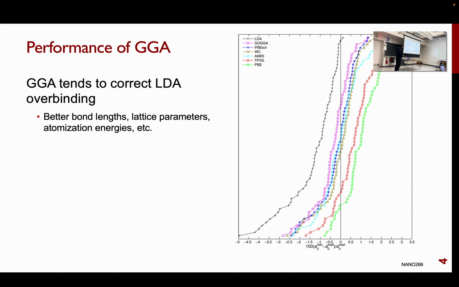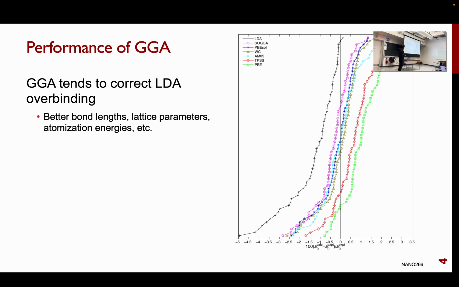However, if you look at the GGA functional, okay, so there are a few GGAs here. The green line is PBE. PBE tends to slightly underbind. In other words, it tends to slightly overestimate the lattice parameters relative to your experimental lattice parameters. Okay. Nevertheless, the error is still much smaller.